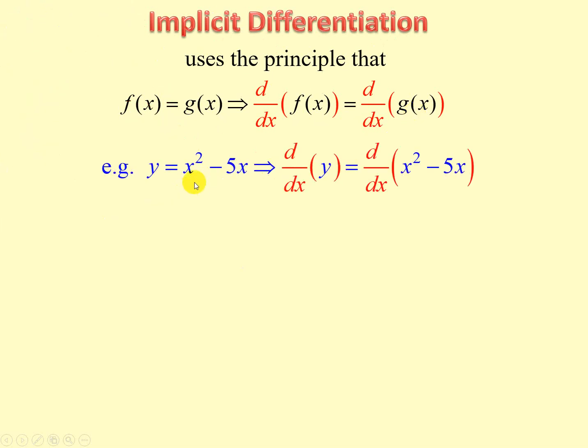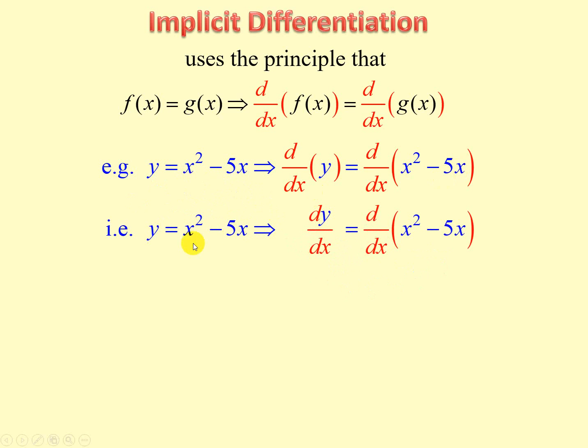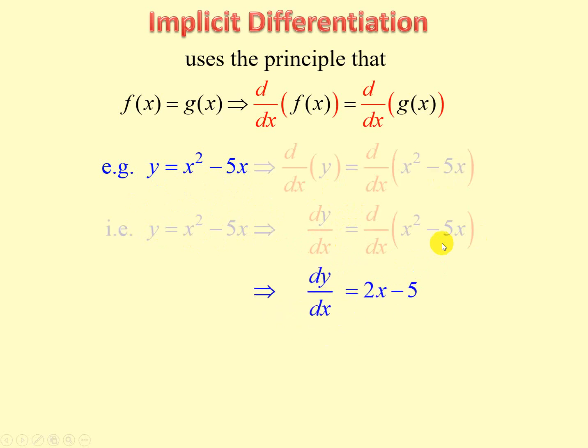So if we take an example of x squared minus 5x, the derivative of the left, d of y by dx, equals the derivative of the right, d of x squared minus 5x by dx. Now, when you differentiate the y, we're going to get dy by dx. And when you differentiate the right-hand side, we're going to get 2x minus 5.